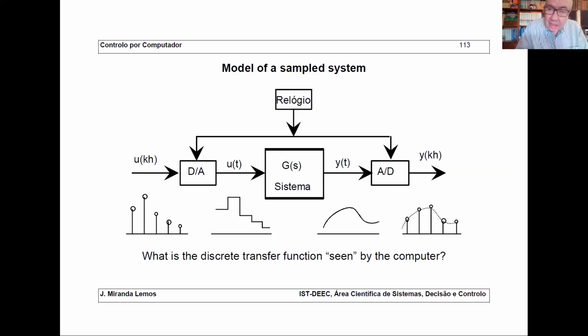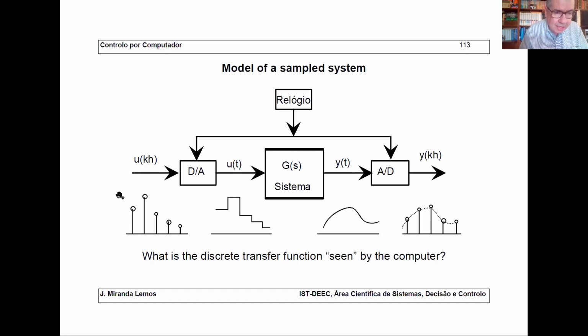Okay. So let's apply this definition. Definitions are important because in many cases they give you a way of computing things. So we should place here a specific signal, U, and then you compute U of t, you compute Y of t, and you compute Y of kH. The Z transform is invariant to the signal that you put at the input, provided it's not zero. If it's zero, zero is zero and that's it.